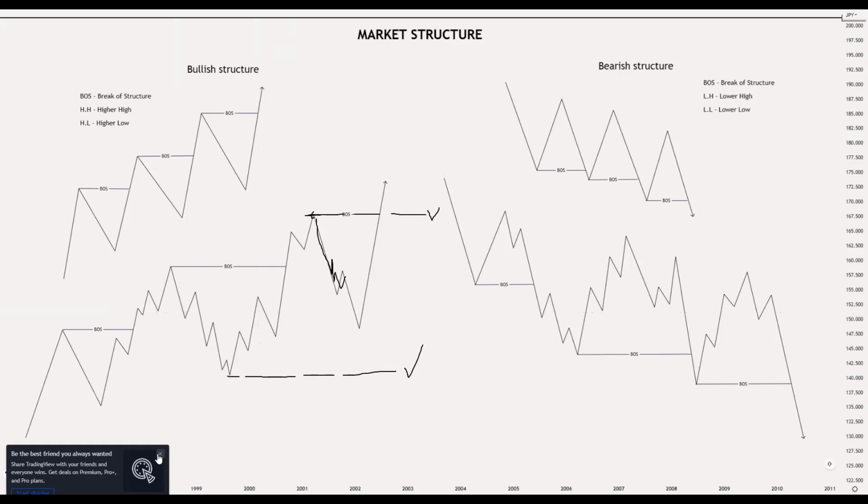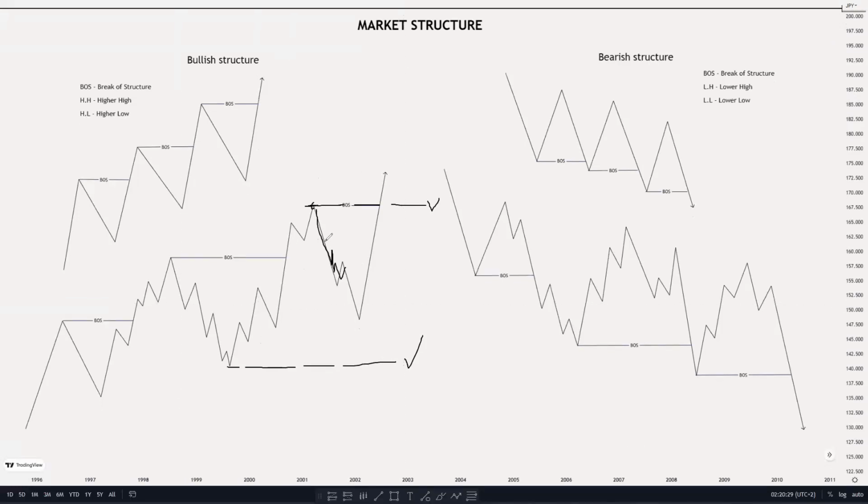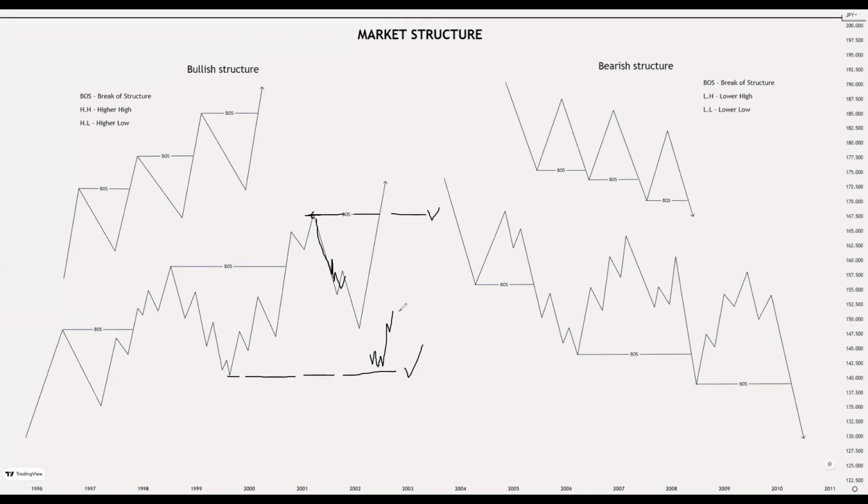The price may pull back all the way until even here. Right, but the price is still bullish because it's still above this point. So the moment the price breaks here, that's called a change of character. The moment it breaks out this side, this is a break of structure. But we'll talk about the change of character.